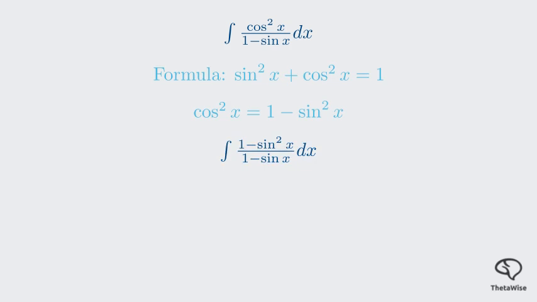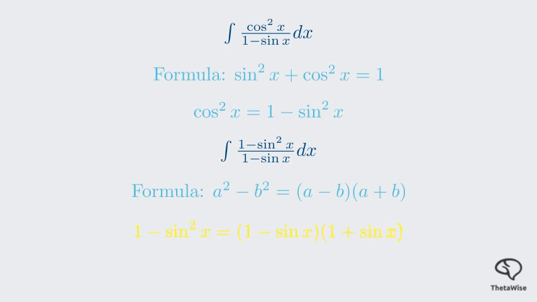Look at the numerator now, 1 minus sine squared x. This expression has a specific algebraic form. It's a difference of two squares. The difference of two squares formula states that a squared minus b squared equals a minus b times a plus b. In our case, a is 1 and b is sin x. Applying the formula, the numerator becomes the quantity 1 minus sine x times the quantity 1 plus sine x. So 1 minus sine squared x factors into 1 minus sine x and 1 plus sine x.